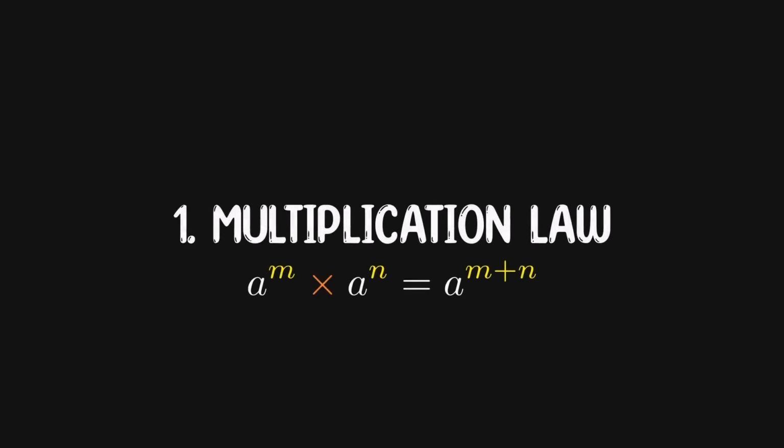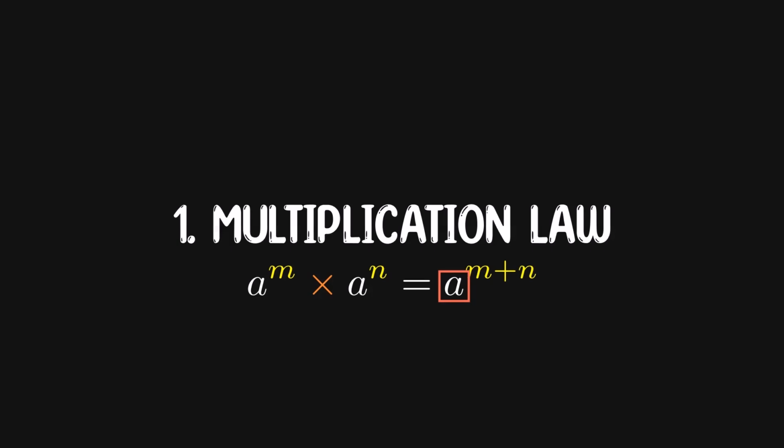We start off by looking at the first law, which is the multiplication law. This law states that when multiplying two numbers with the same base, but possibly different indices, we add their indices while keeping the base the same. Now let's look at why that is true.